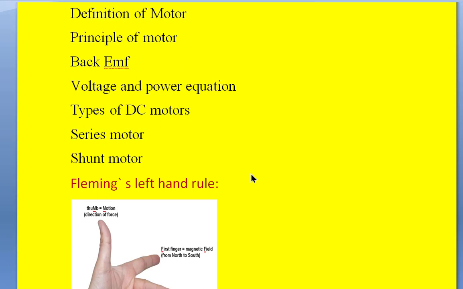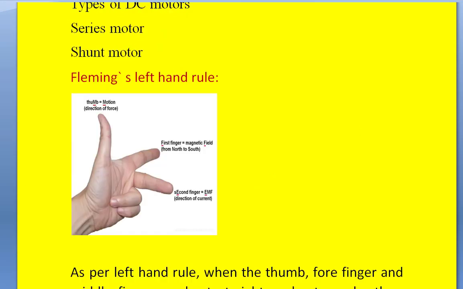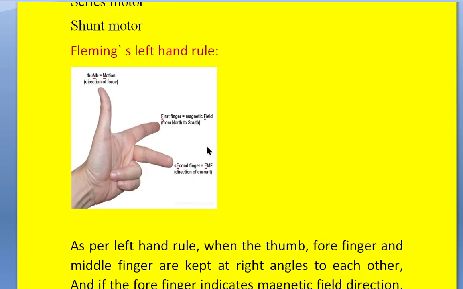Let me consider first what is the necessity of Fleming's left hand rule. This Fleming's left hand rule is used for knowing the direction of rotation of the motor. As per this law, the first finger shows the direction of the magnetic flux, whereas the second finger indicates the direction of the current flowing in the conductors.